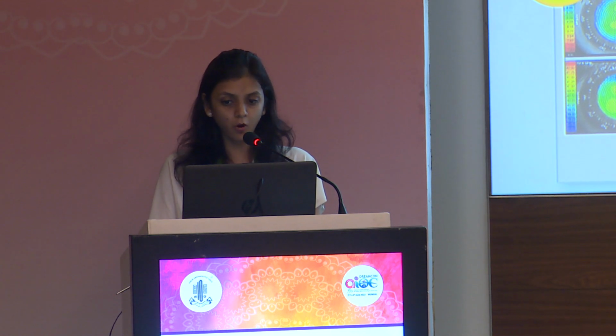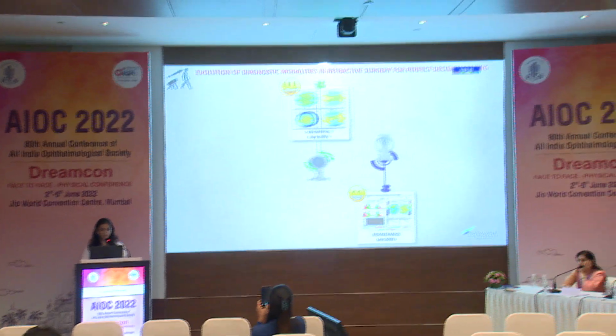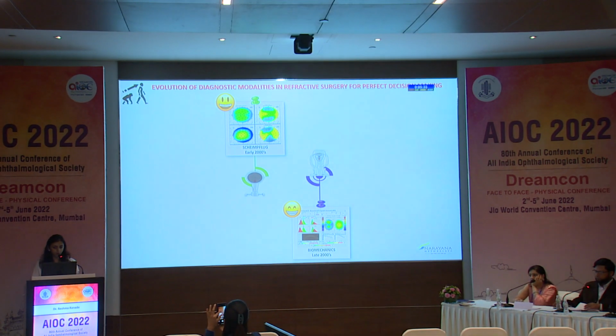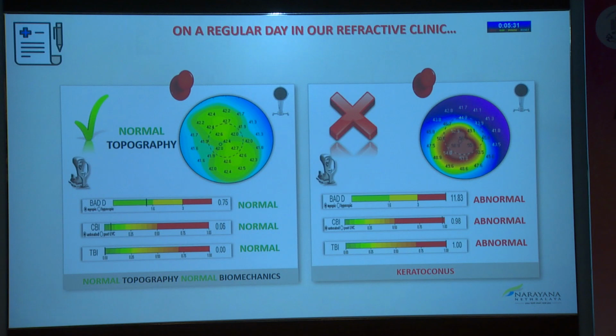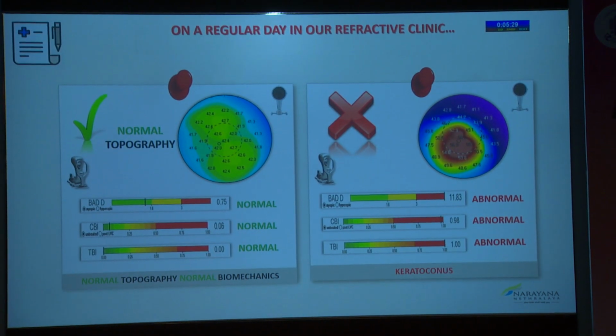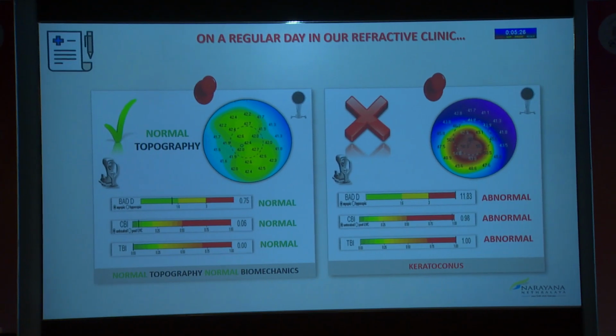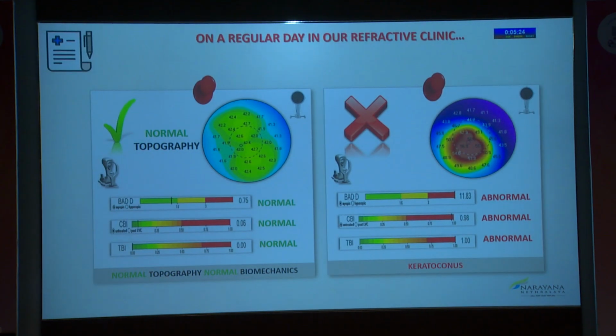Currently, the decision is majorly dependent on the basis of corneal tomography and biomechanics. So here are a few case scenarios in our refractive clinic. The first one showing a normal topography and a normal biomechanics, an ideal case to go ahead with refractive surgery, and the second one showing keratoconus, which is an absolute contraindication.